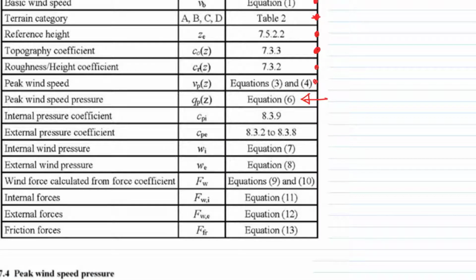to be applied to our building, but we have to modify that by the internal pressure coefficients and the external pressure coefficients, and we'll look at that in one of the future videos. Then once we have those, we know what the wind pressure is, adjusted to suit the shape of our building, and then we can apply it to our building in various different ways to get internal and external forces on our building. And then also there are friction forces.